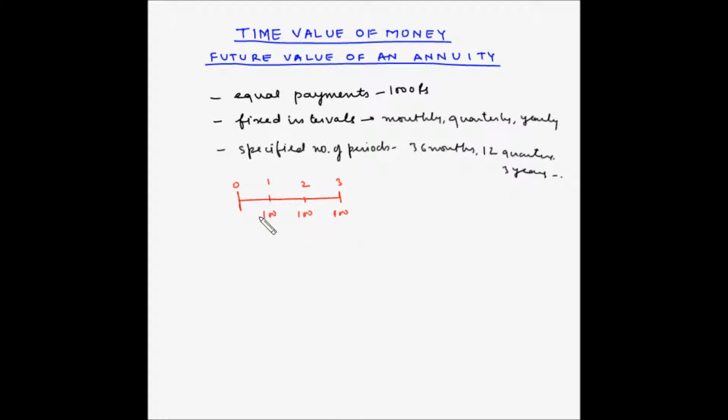Now since these 100 are cash outflows from your pocket, sometimes people represent this as negative. So this is going out. But as long as you understand that this is outgoing or an investment that you are doing, we are fine. So this has equal payments, that is 100 rupees, fixed intervals, that is at the end of every year, and a specified number of periods, that is 3 years. So this is known as a 3-year annuity.